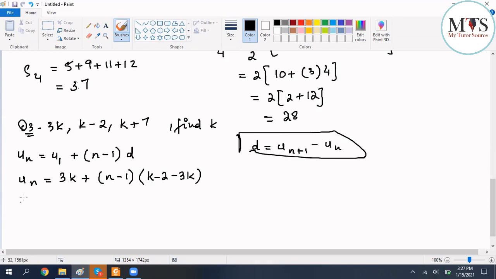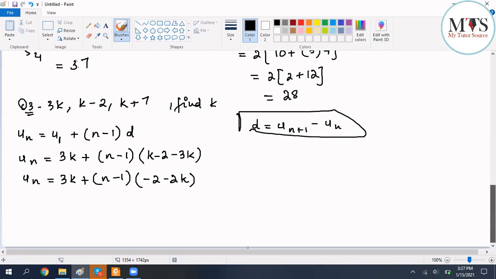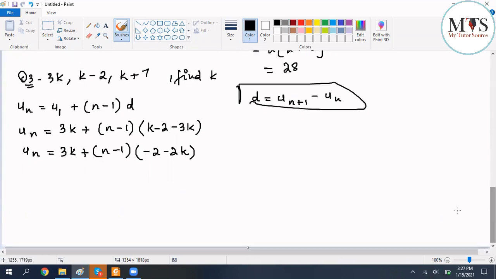Okay, so let's simplify this. 3k plus n minus 1 times, k minus 2 minus 3k. Right? Okay, what do we do next now? We have an equation for the nth term, but how would we find k from this?